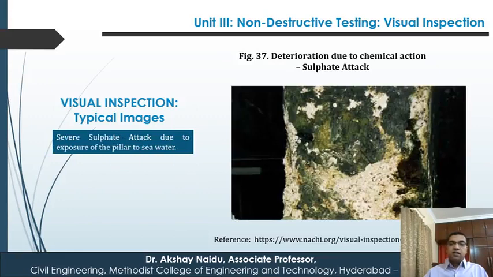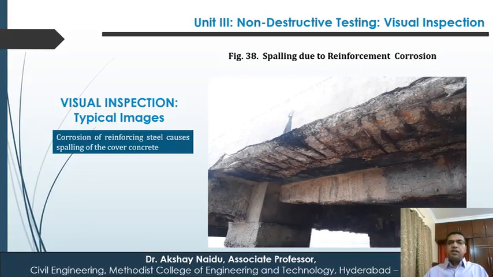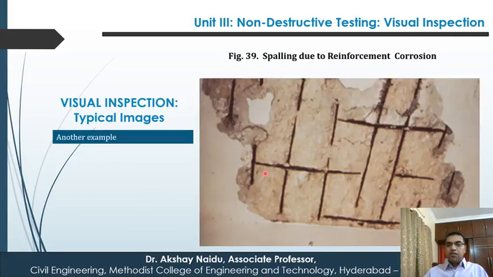Sulfate attack. Naturally, these are green vegetal growth, algal growth. So this is severe sulfate attack due to exposure of the pillar to seawater. And this is due to reinforcement corrosion. Spalling takes place. You can see the reinforcements are corroded, they are rusted, and this portion of the concrete has spalled.